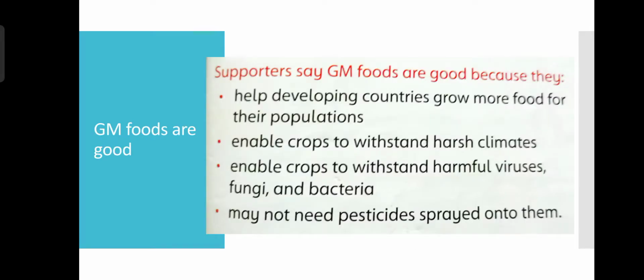In today's lecture, we'll learn how GM foods are good or how they can be bad. GM foods are good because they help developing countries grow more food for their population. They help developing countries that have not developed but are in the process of developing, so they can grow more food for their population. If the population in any country is large, the food they require must be large. If the food is less and the number of people is greater, then there will be some problem. People living in that country cannot survive if there is not enough food. So GM foods can help these developing countries to grow more food for their population.